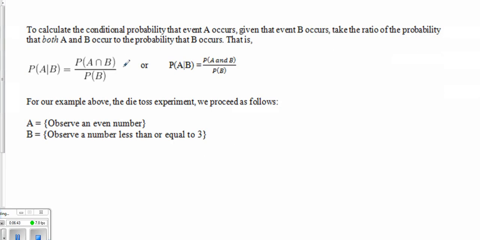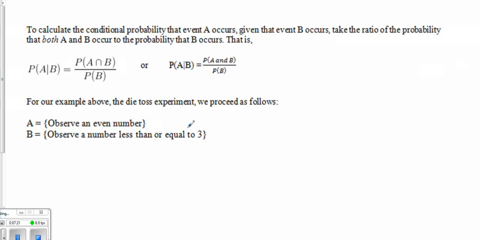Now, again, there are a couple of different ways to write this. We're going to calculate the conditional probability that event A occurs, given that event B has already occurred. Again, we're just taking the ratio of the probability that both happen to the probability that just B happens. So you can write it out like this: probability of A with this upside down U, that means the intersection, so A and B, or you can just literally write it out, A and B, over just the probability of B. Now again, we said that A meant getting an even number and B meant getting a number that is less than or equal to 3.